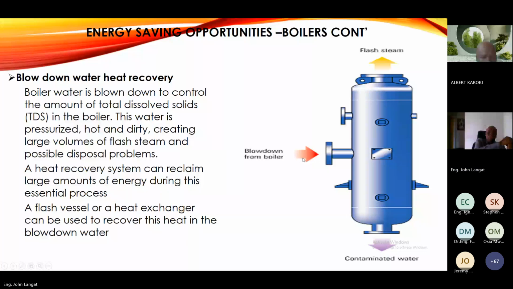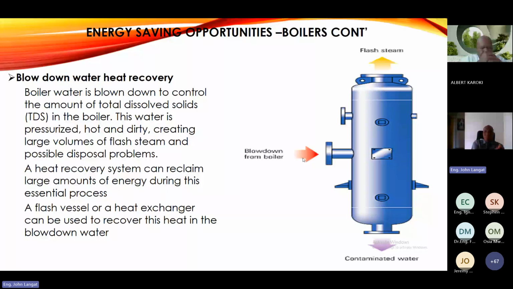Then we have energy saving opportunities still. We have blow down water recovery. As you know, when you are doing blow down, you are blowing out live steam, and that goes out with energy. So the more the blow downs, the more energy you lose. But there is a way of doing it.